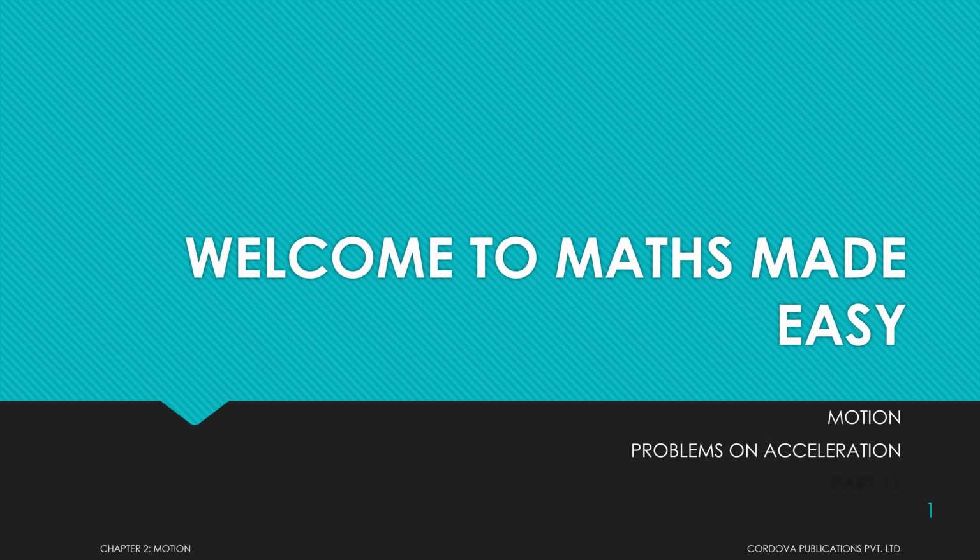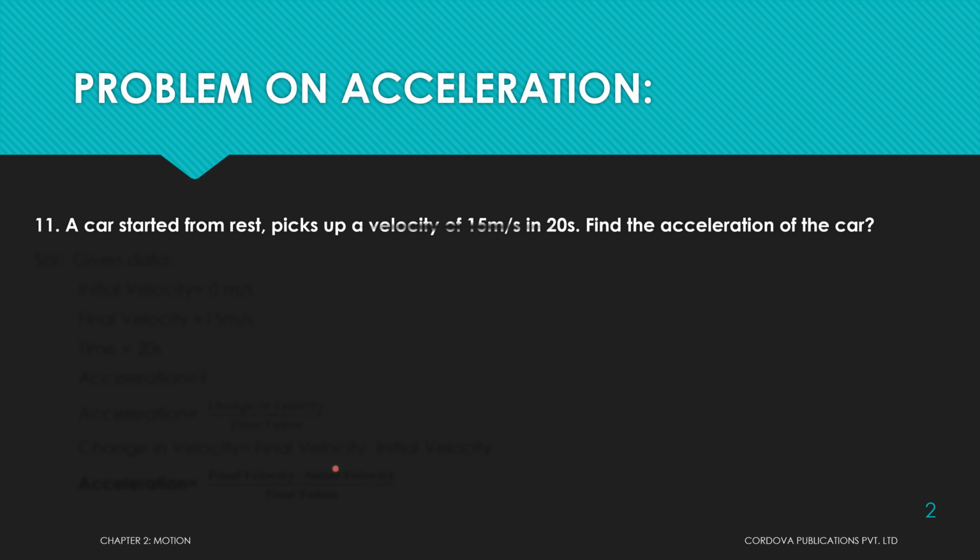Let's continue with motions problem on acceleration part 11. Here is the 11th question. A car started from rest. That means its initial velocity, the starting velocity, is 0, right? It picks up to a velocity of 15 meter per second. So it has changed its velocity from 0 to 15 meter per second in 20 seconds, right? And they are asking us to find the acceleration of the car, right?